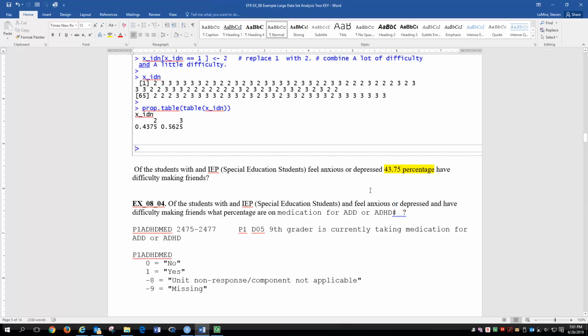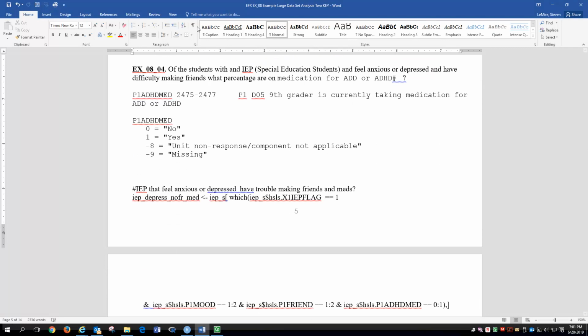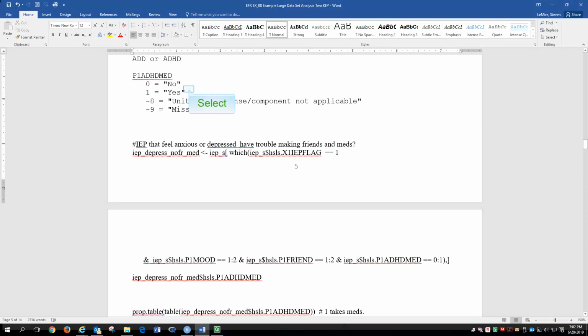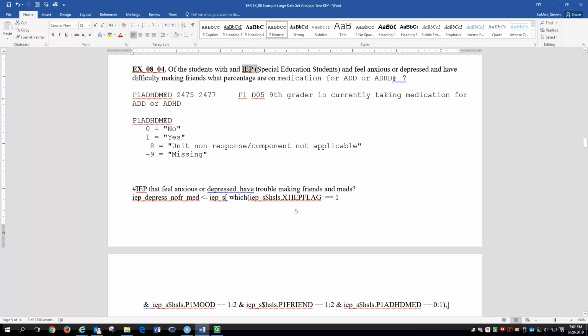So number 4. Of the students with IEP, special education, and feel anxious or depressed and have difficulty making friends, what percentage are on medication for ADHD? So now I have the meds. We got 0 and 1s if you're on meds. So again, this is another issue of what percentage. So I'm going to go through this. The first time I'm going to do the IEP condition, the feel anxious condition, the depressed condition, but I'm going to keep both conditions of friends and get rid of the -8, -9.